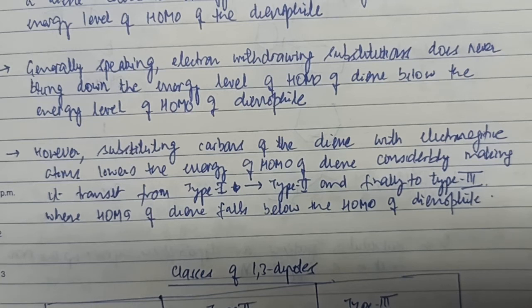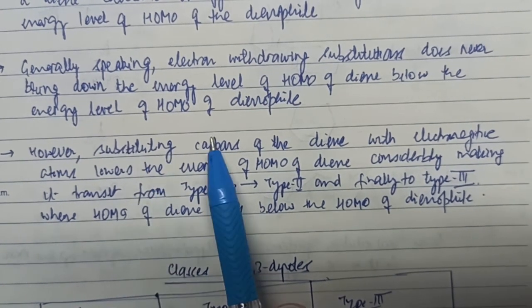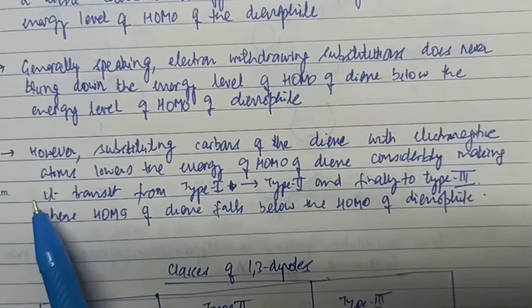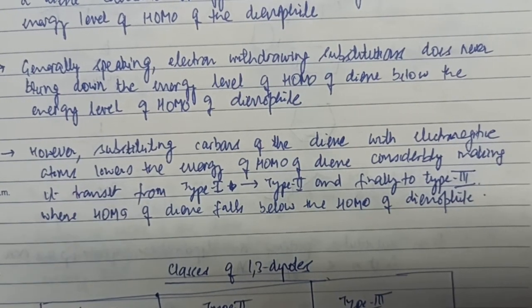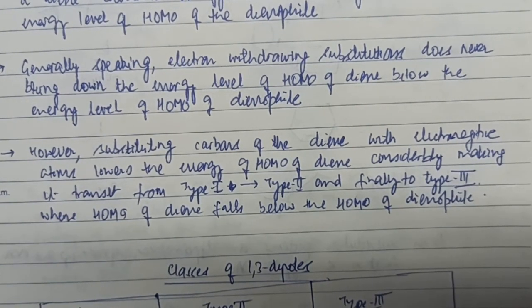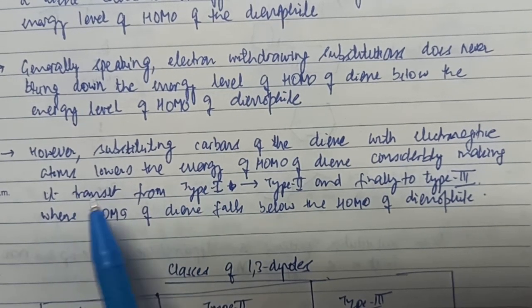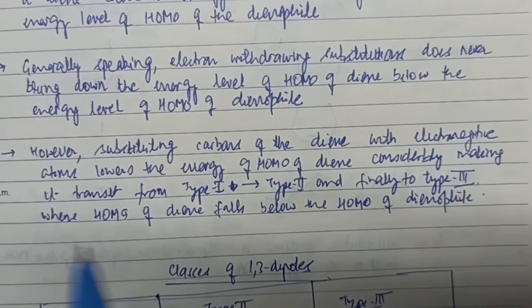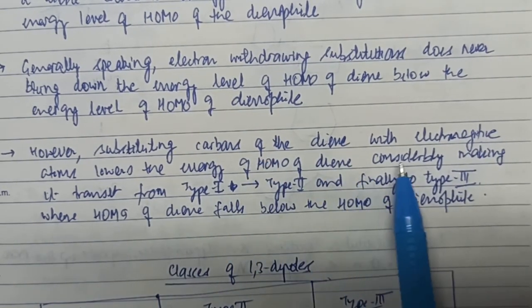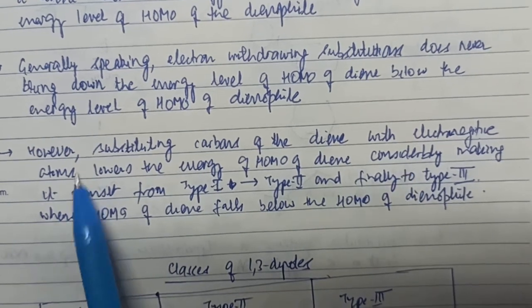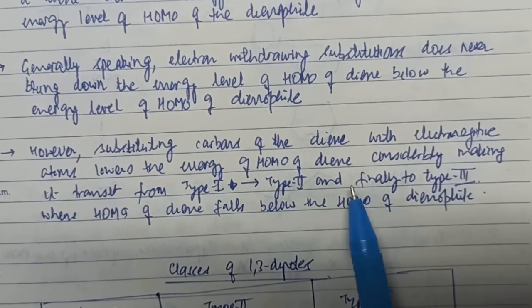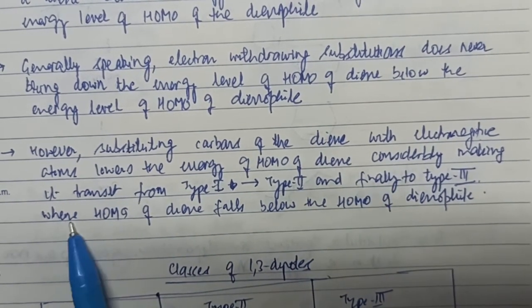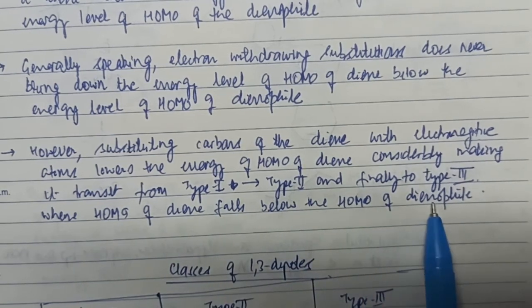And for that to happen, if we substitute the carbons of the diene with an electronegative atom, let's say I'm talking about a simple butadiene and then replace one carbon or more than one carbon with nitrogens, then what will it do? Replacing the carbon atoms with the more electronegative atoms like nitrogen or oxygen lowers the energy of the diene considerably, making it transit from type 1 to type 2 and finally to type 3, where the HOMO of the diene falls below the HOMO of the dienophile.